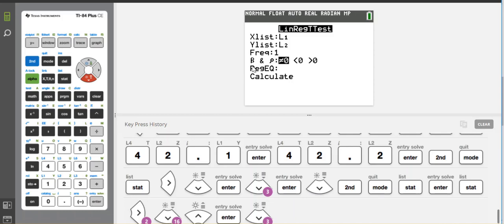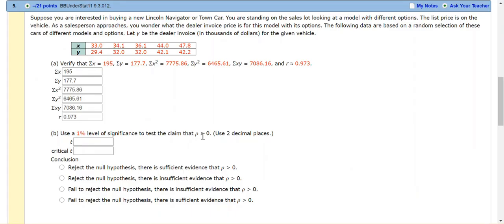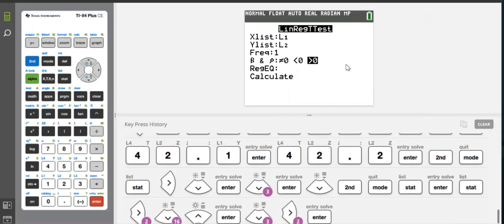Then there is this beta and this funny looking p, and we're supposed to test that this funny looking p is bigger than 0. So this is right-tailed, bigger than 0. I hit enter there. Once again, I'm getting that from my question, because it's asking me that this funny looking p is bigger than 0. Then I go down to calculate and hit enter.